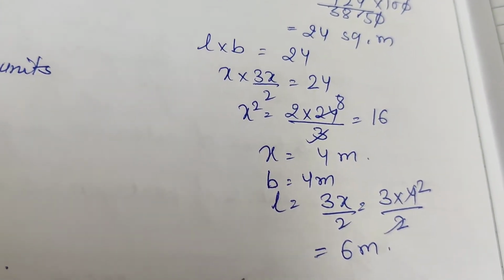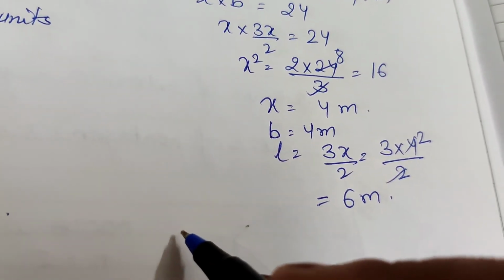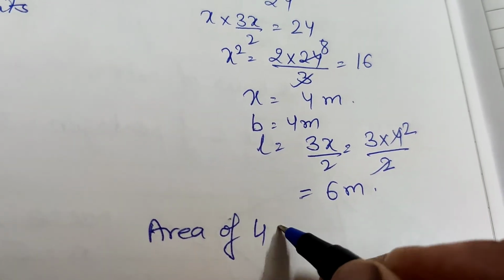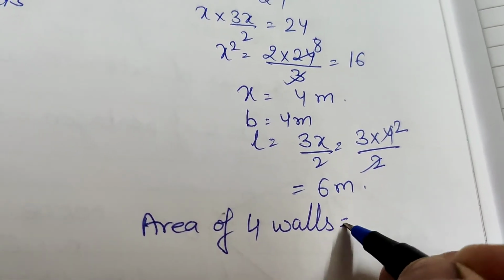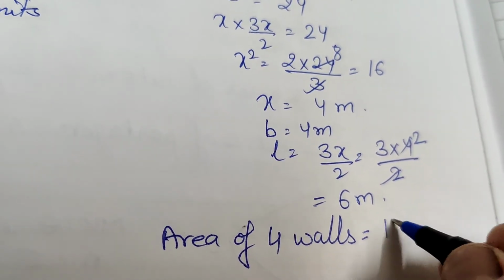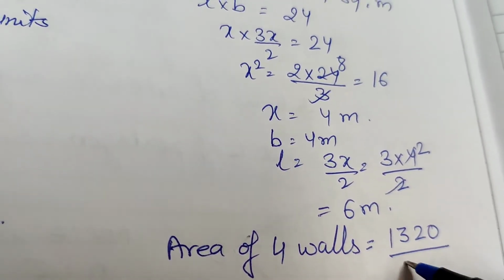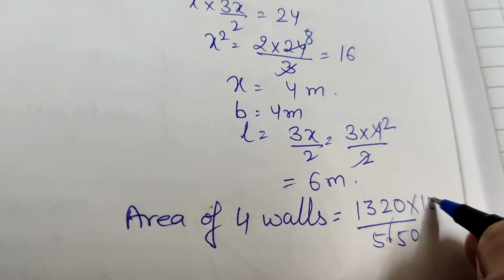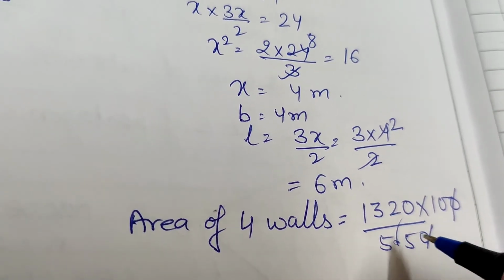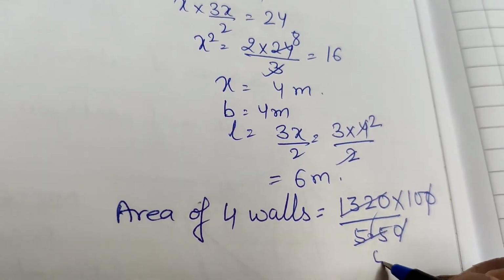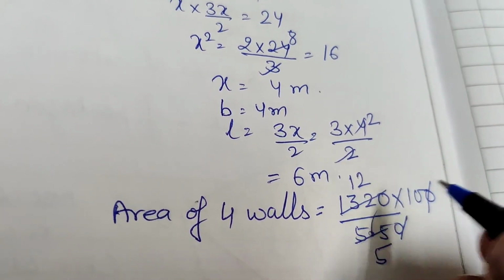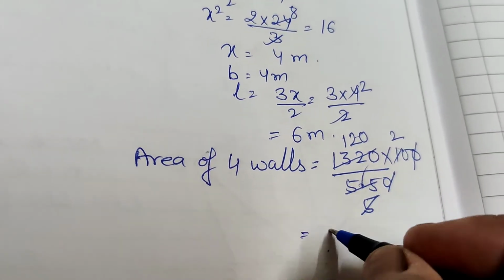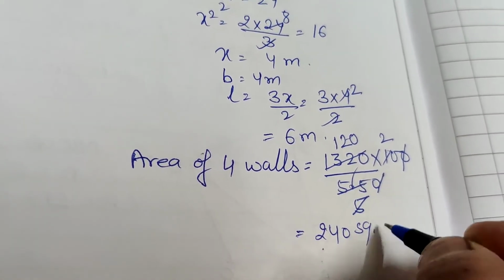Now the cost of painting the walls. The formula for the cost of painting the walls means the area of the walls. Area of 4 walls equals the cost, 1320 divided by 5.50. You can solve. 0 cancels, and cancel by 5, 11. 120, 5 into 2. The area of 4 walls is 240 square meter.